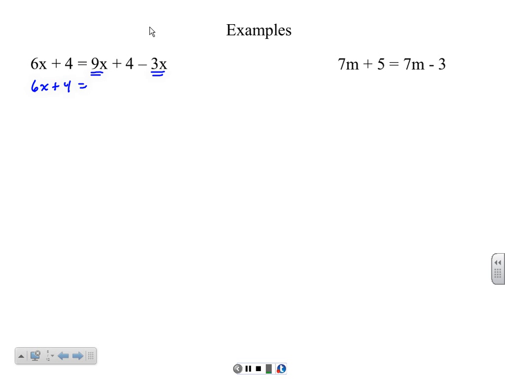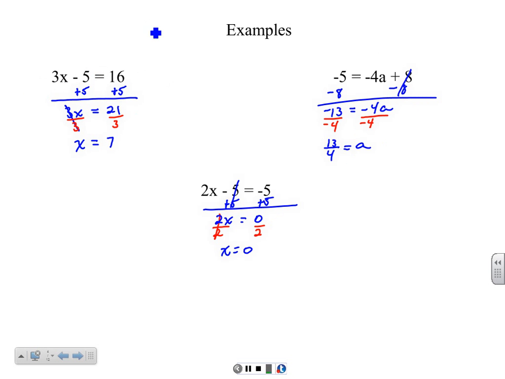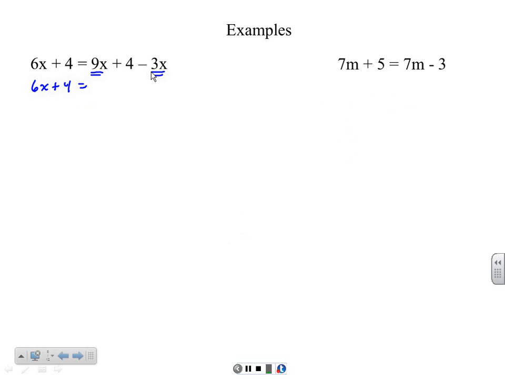Now, this is where it kind of gets tricky, because if you remember, in order to move something across the equal sign, you have to do the opposite. Again, to move something across the equal sign, you have to do the opposite. But in this particular problem, we're staying on the same side of the equal sign, which means we're going back to chapter 1 and we're just combining like terms. So 9x minus 3x is going to give me 6x plus 4. So then what I'm going to do is I'm going to get my x terms on one side and my non-x terms on the other side.